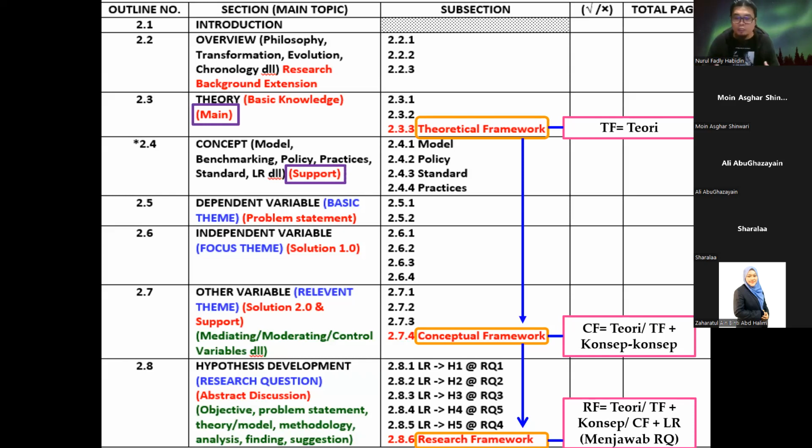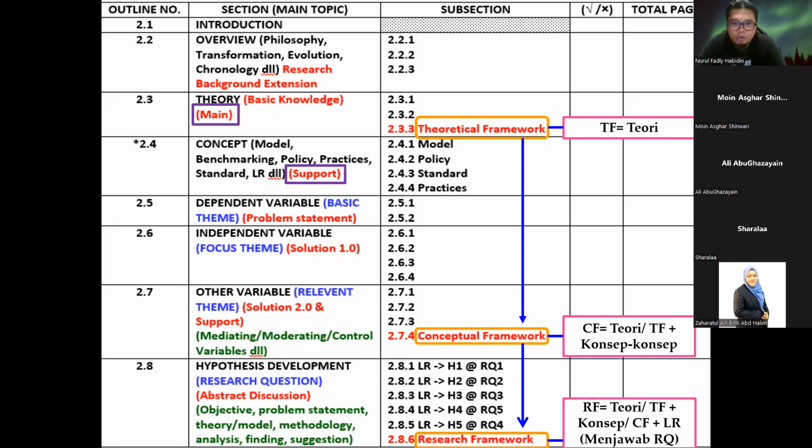Okay, every problem you need to solve. IV is your solution. For example, my problem is performance. My problem is customer satisfaction. So performance is your DV. Customer satisfaction is your DV. In order to increase our customer satisfaction, I apply a strategy. So strategy, that we call the independent variable. This is a basic thing.